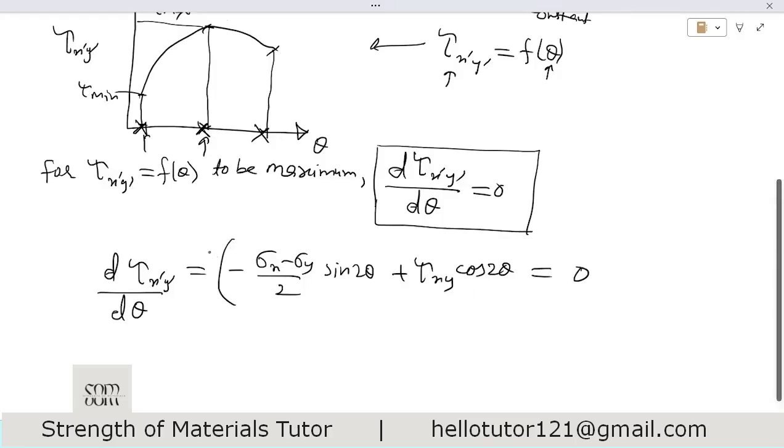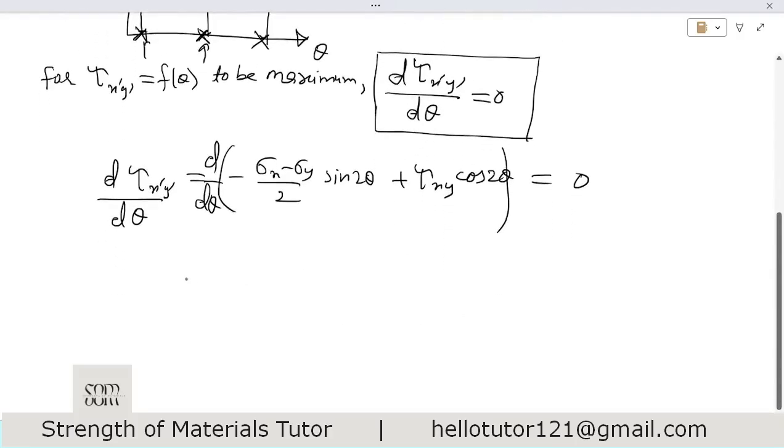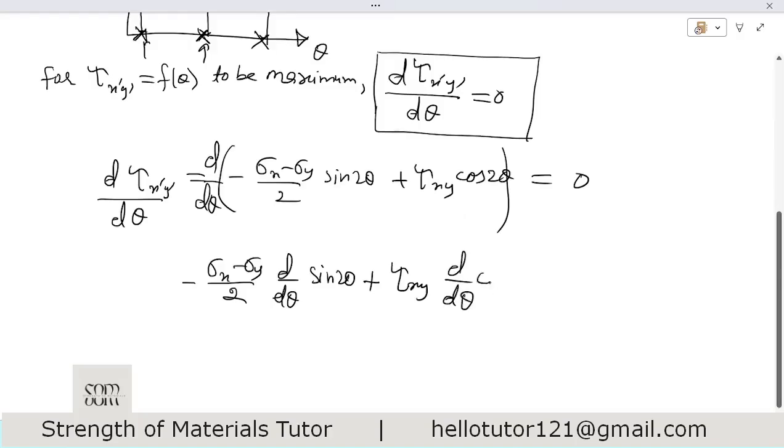So it is going to be d by d theta of all of this and equate it to 0, right? So now this negative sigma x minus sigma y by 2 is constant, so it will stay outside, minus sigma x minus sigma y divided by 2, and we are going to have differentiation of sine of 2 theta, plus again this tau xy will stay outside, and we are going to have differentiation of cosine of 2 theta with respect to theta, okay? And all of it is equal to 0, right?